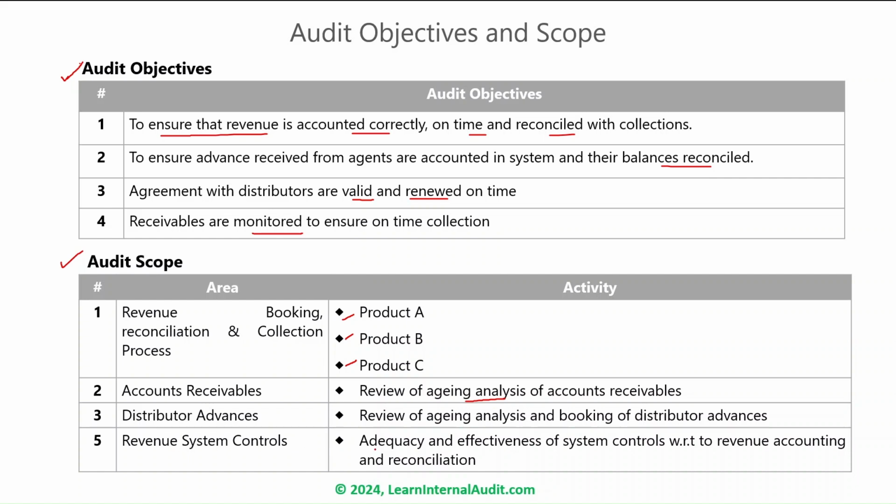Revenue system controls: the adequacy of system effectiveness, and whether the controls that are there in the system are appropriate based on the processes that are defined. So this is the broad scope of the audit that is mentioned, so that the readers of the report know what was the objective of the audit and what you have covered.